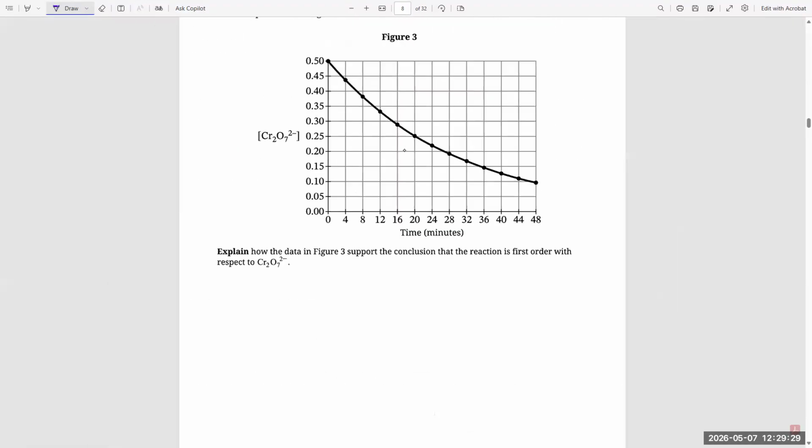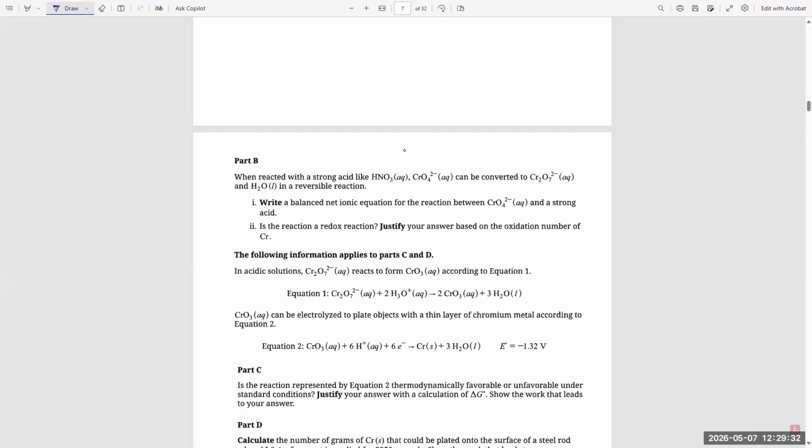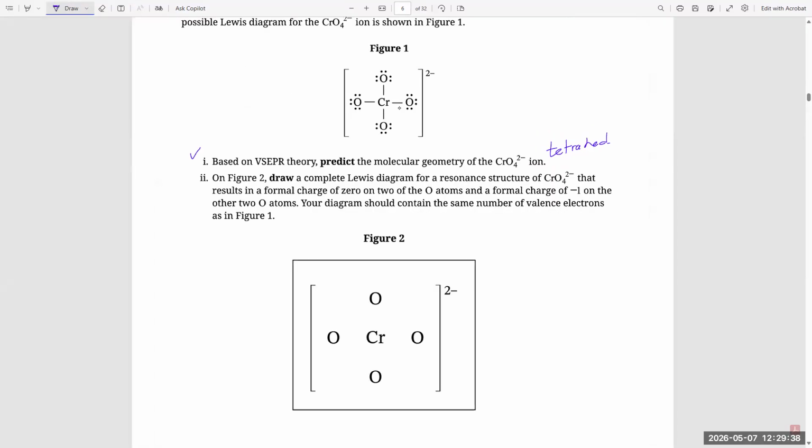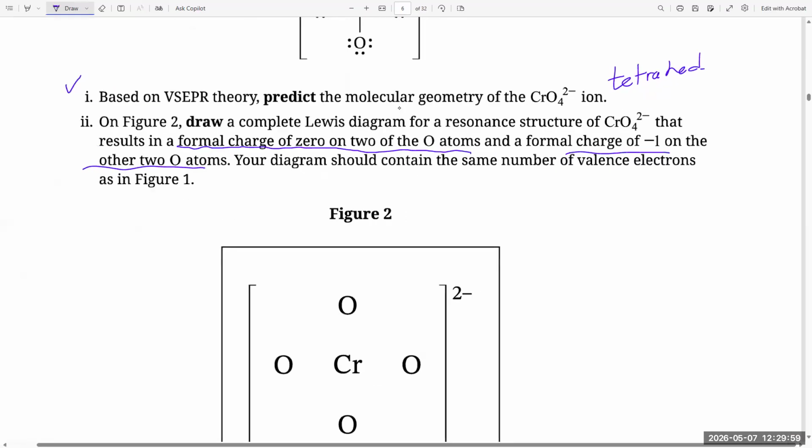So let's go to 2A, 2. On figure 2, draw a complete Lewis diagram for the resonance structure of a chromate ion that results in a formal charge of 0 on two of the oxygen atoms and a formal charge of -1 on the other two oxygen atoms. All right, so now we've got to dust off what formal charge is. When I used to teach AP, my equation was very different from the ones you find on the internet, but I simplified it.